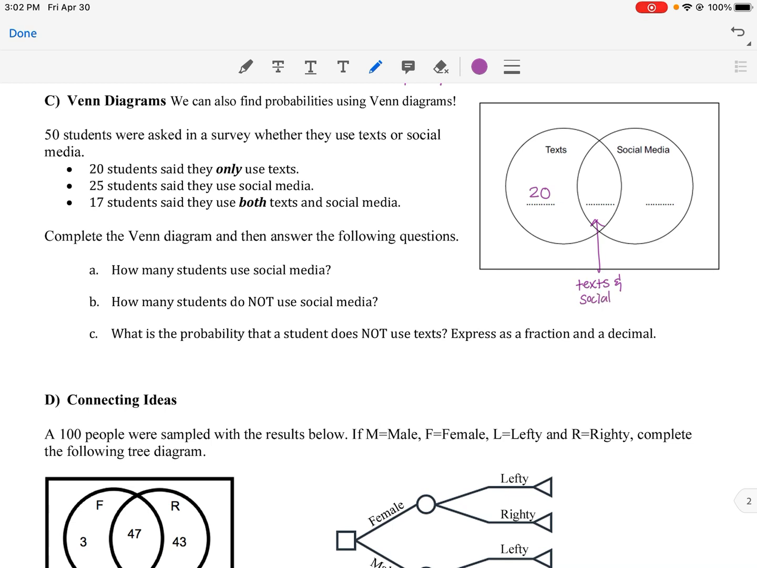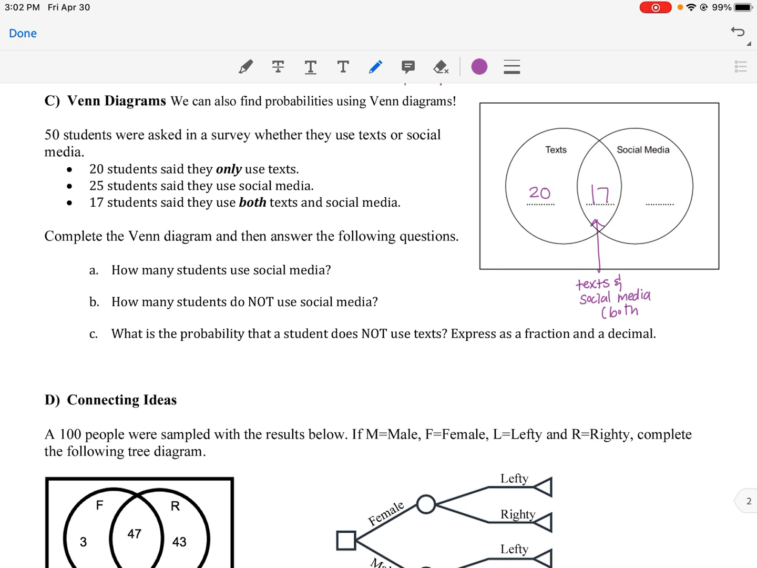Right? They do both. Okay. 25 students said they use social media. We'll come back to that. And then 17 students say they use both text and social media. So we've got 17 in the middle here.